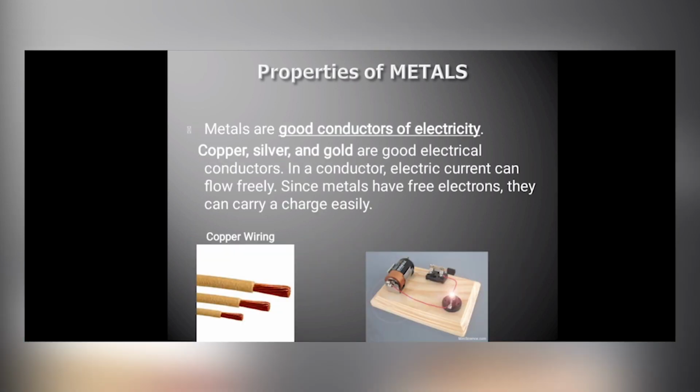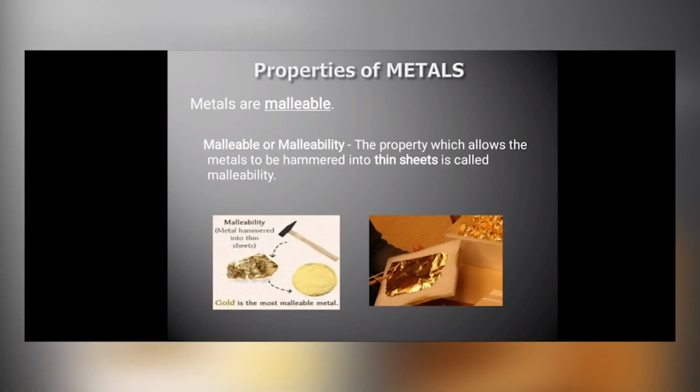On next, the fourth point is that metals are good conductors of electricity. Copper, silver and gold are good electrical conductors. As we already know, metals are always good conductors of electricity. In a conductor, electric current can flow freely. Since metals have free electrons, they can carry a charge easily.